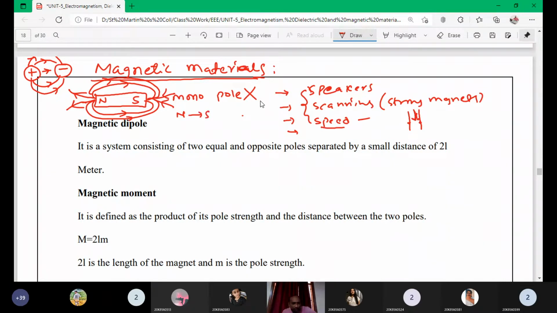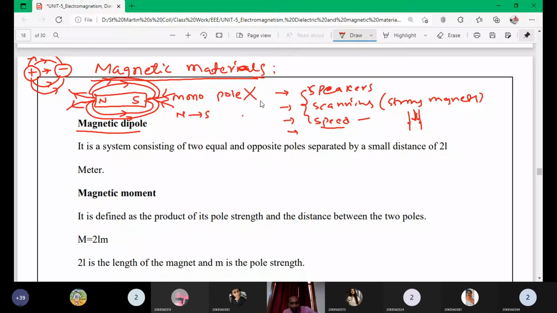Here also two poles will exist. These two poles are equal and opposite. These two poles we call a magnetic dipole. Magnetic dipole.